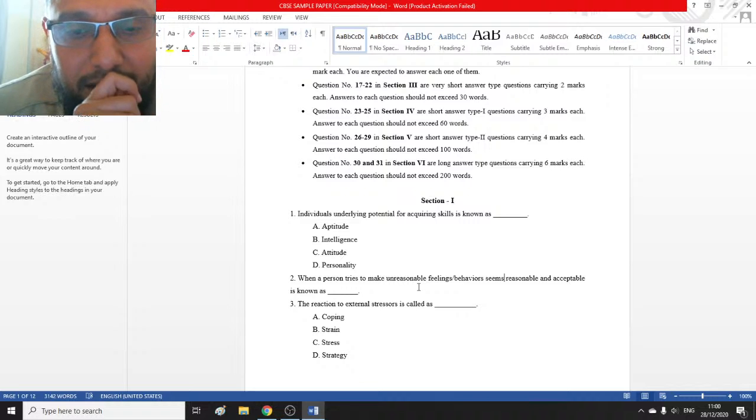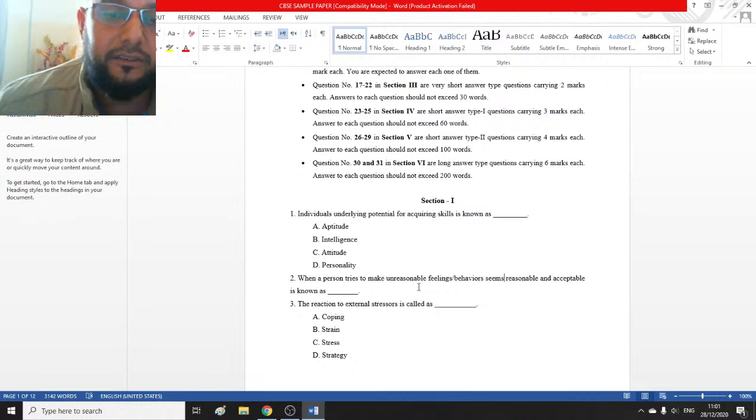Now the third one, the reaction to an external stressor is called strain. It is the reaction to the stress-causing agent. Don't get confused about the meaning of the term coping and the meaning of the term strain. Coping is a way of overcoming the stress. Strain is actually the expression of your anger, your frustration, your feeling. That's it. Nowadays we are hearing the new term COVID strain, the second wave, but they are using this term in a different way.